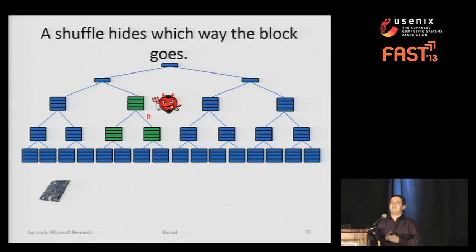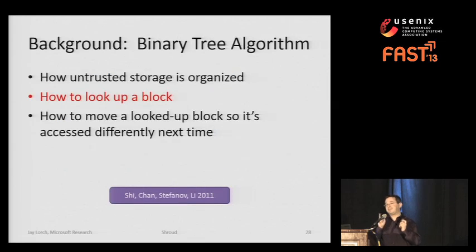So the upshot is that the adversary may have some idea of how far down a block has gone in the tree, but has no idea where in any particular level it might be. So he's dumbfounded, but we need to know the organization. We need to be able to look up a block. How are we going to do that?